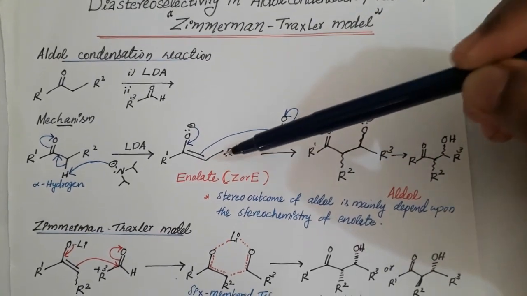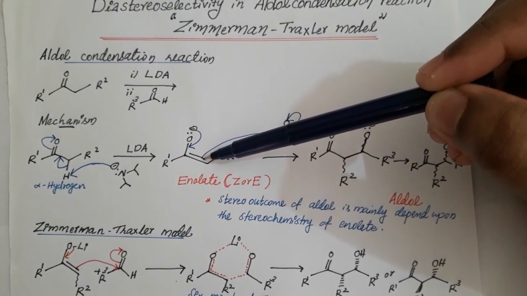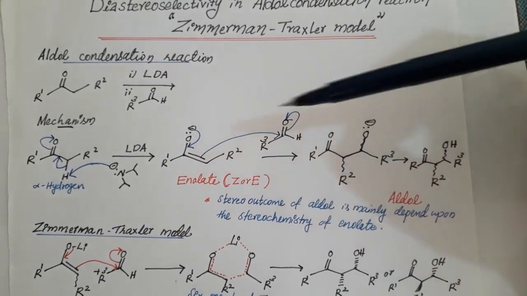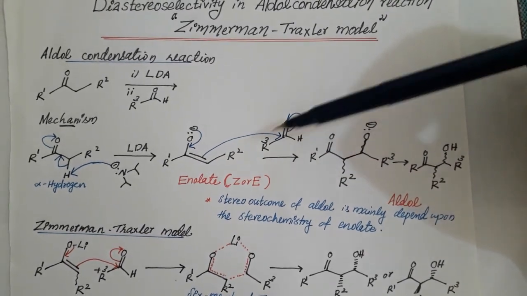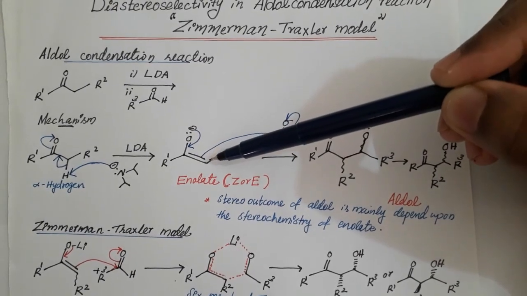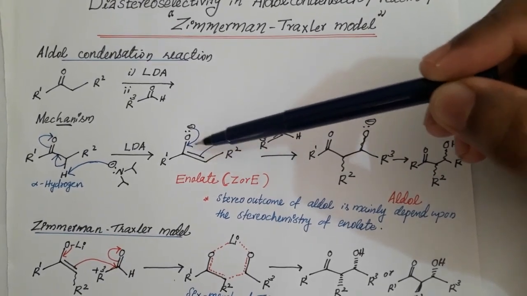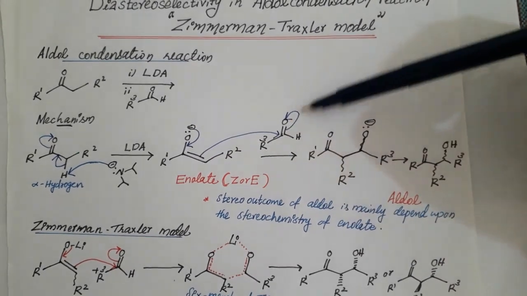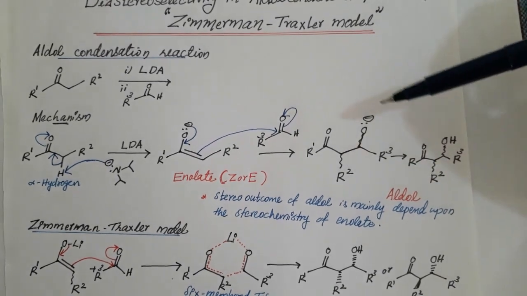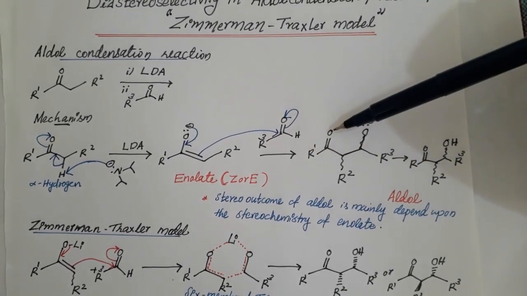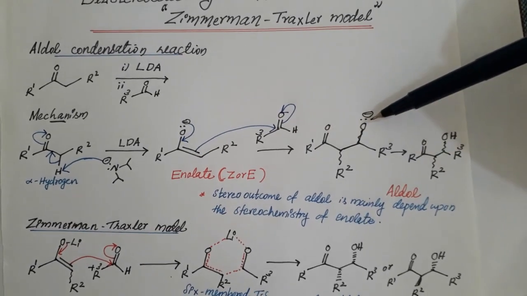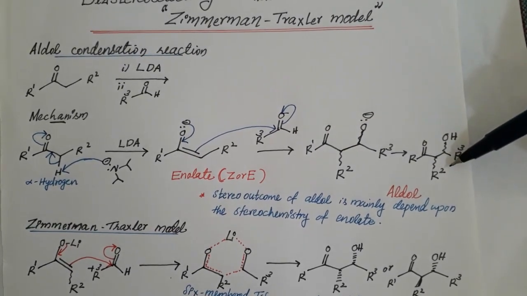Next step, nucleophilic attack of the enolate on the next equivalent of carbonyl compound. We know that the enolate is a well-known nucleophile. So shift, attack, shift, and you will end up with this species. On protonation, you will end up with the so-called aldol.